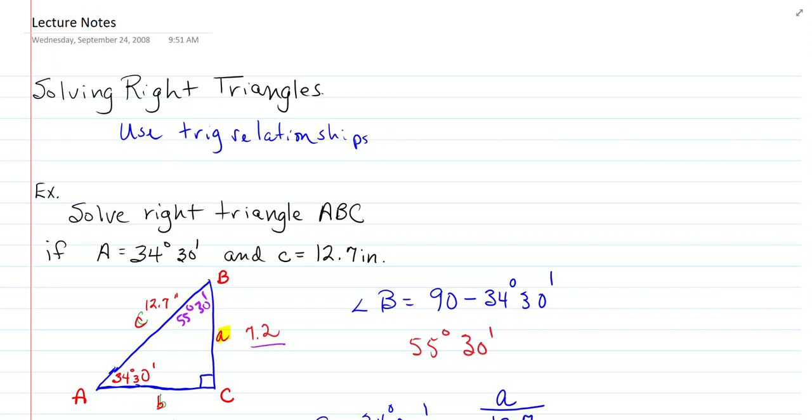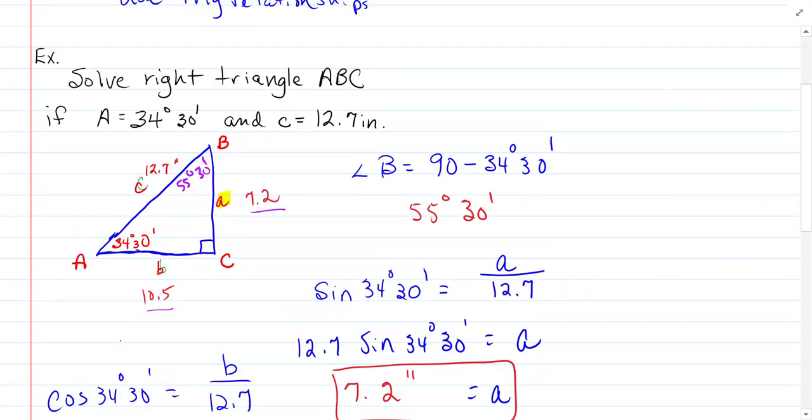This is section 2.4, and we're going to be solving right triangles using relationships that we've been learning. If you are given a problem where it says solve the right triangle, and they'll give you some information, they want you to find all the angles and all the sides.